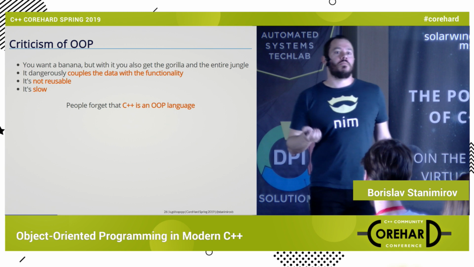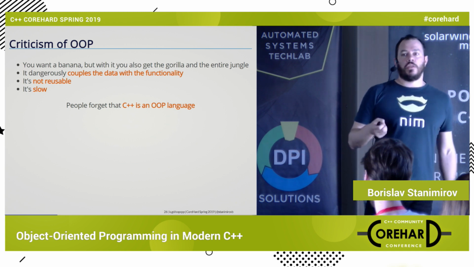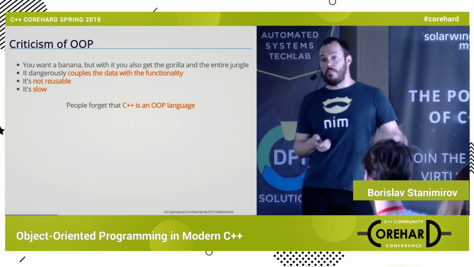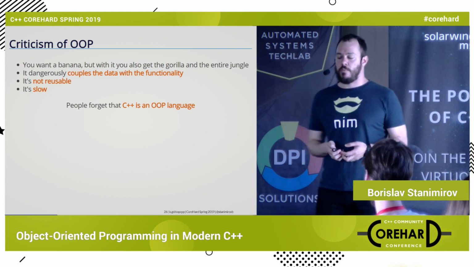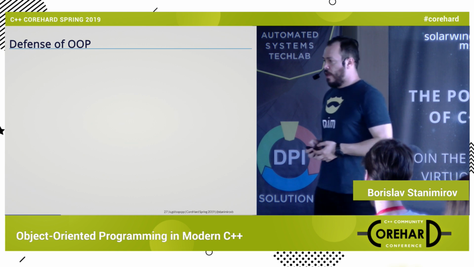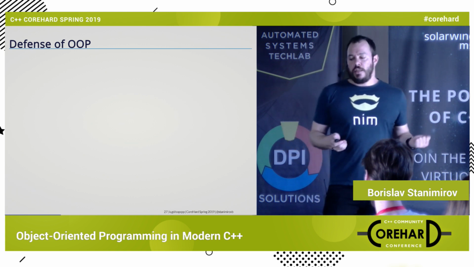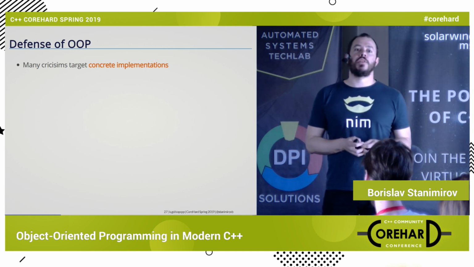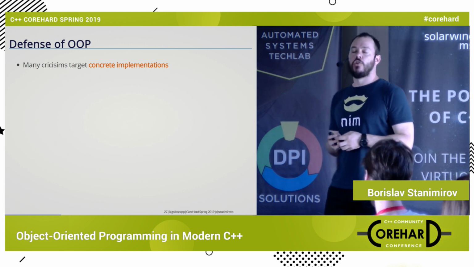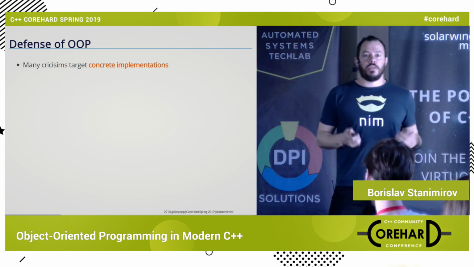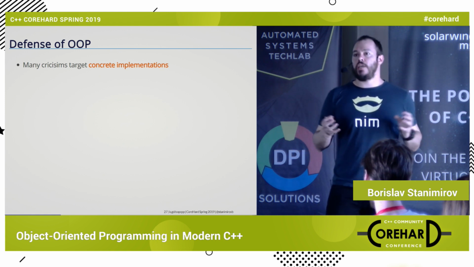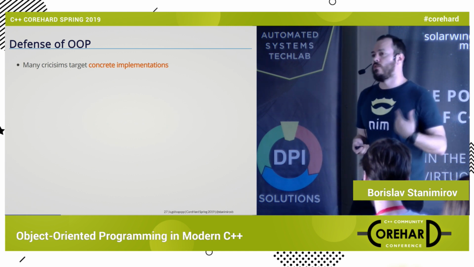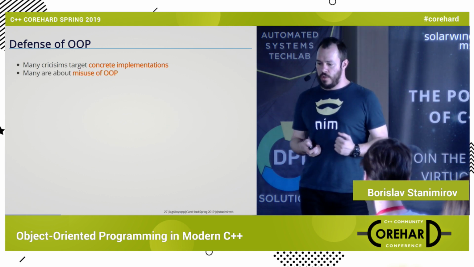So because of this, many C++ programmers have forgotten, or perhaps deliberately chosen to forget, that C++ is, among other things, an object-oriented programming language. And in defense, I can say this. Many of those criticisms target concrete implementations of object-oriented programming. And I'm looking at you, Java. Some implementations of object-oriented programming are just lacking, just don't allow you to do whatever you want to do.